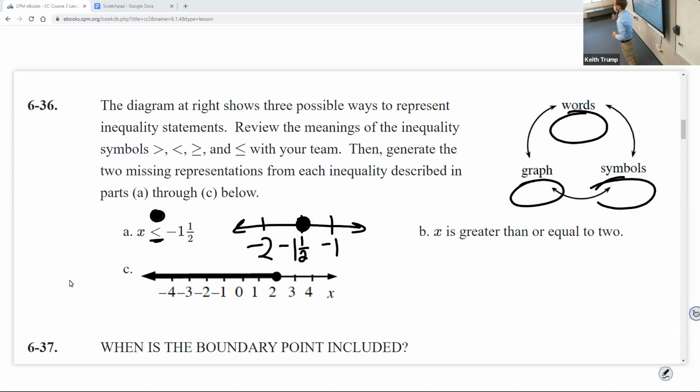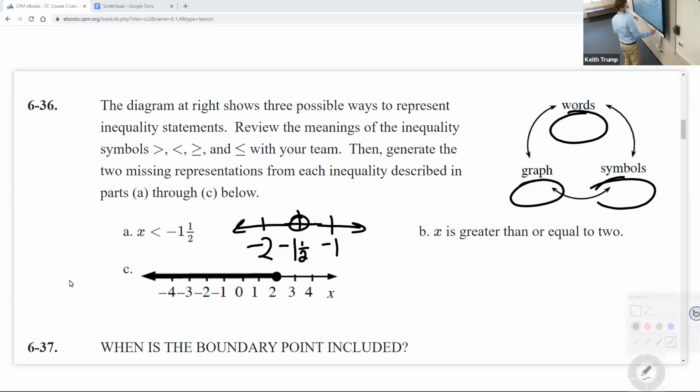So that's the second step. The first step is to draw the number line and label it. The second step is to put your point either open or closed. And then the third step, oh, this is open.